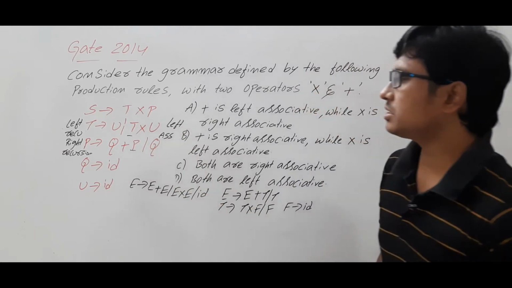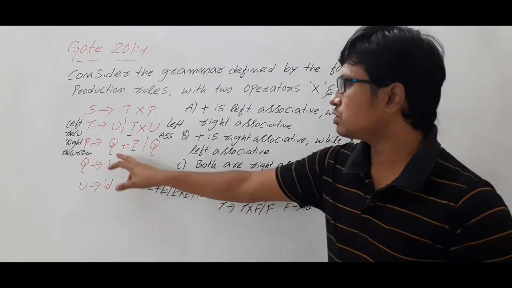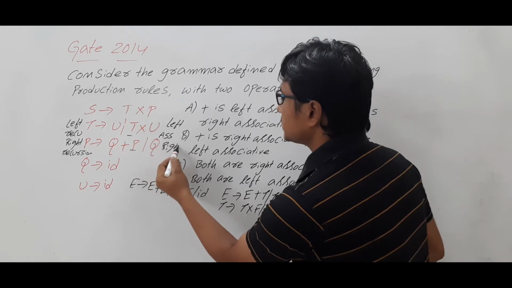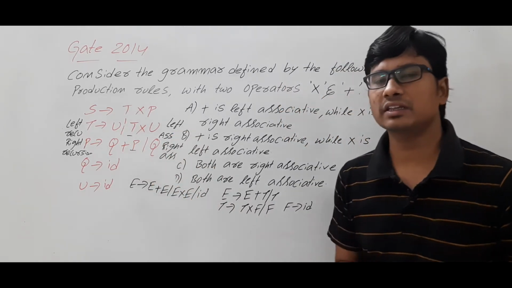Am I right or wrong? Similarly, if you look at the plus, plus is doing right recursion. So I can say that plus is right associative. Are you able to understand? Now you will look at each option.